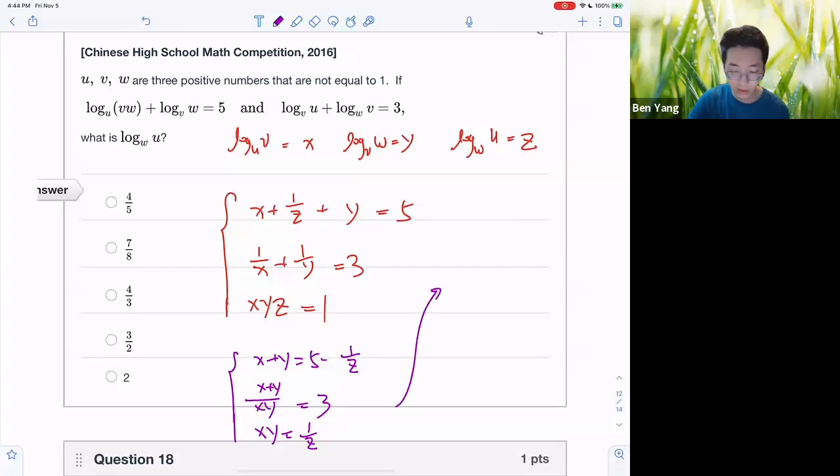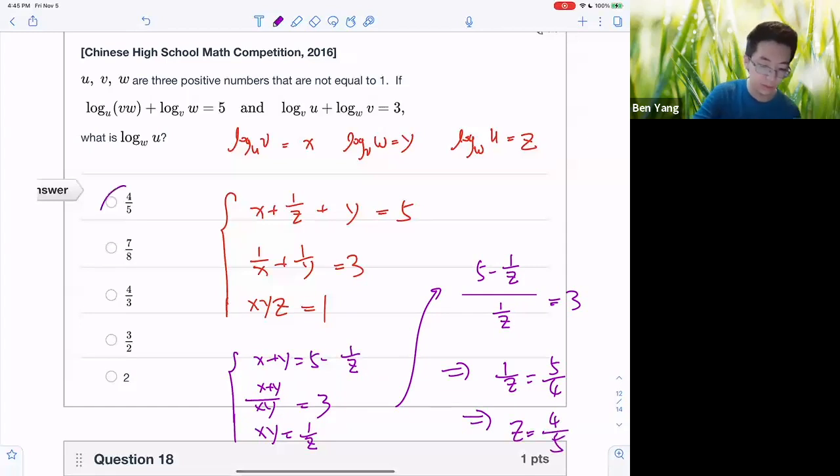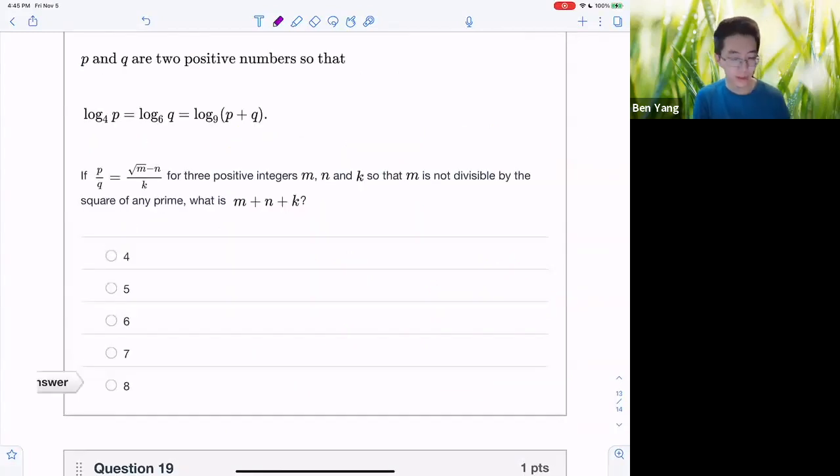Now we see there's the equation for Z, right? There's 5 minus 1 over Z over 1 over Z. That equals 3. That means 1 over Z is equal to 5 over 4. So Z is equal to 4 over 5. That's the solution.